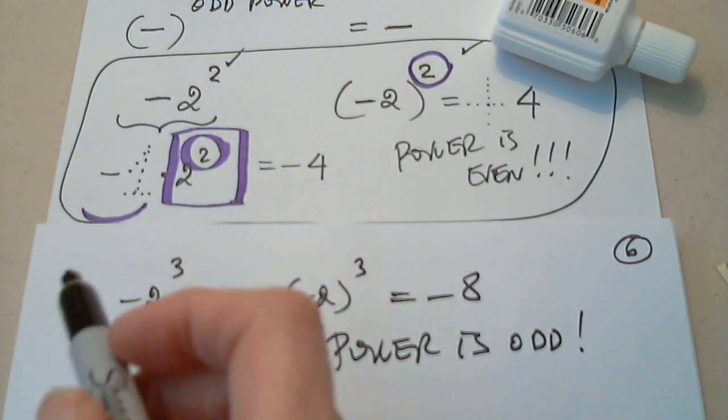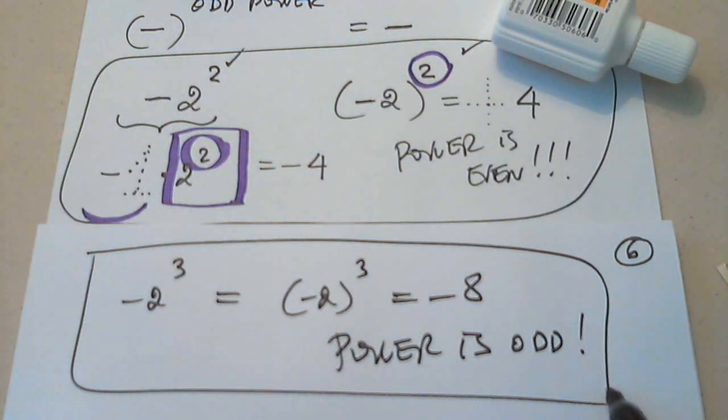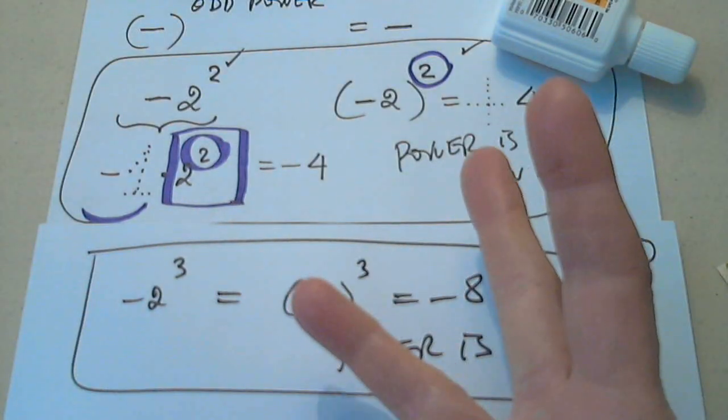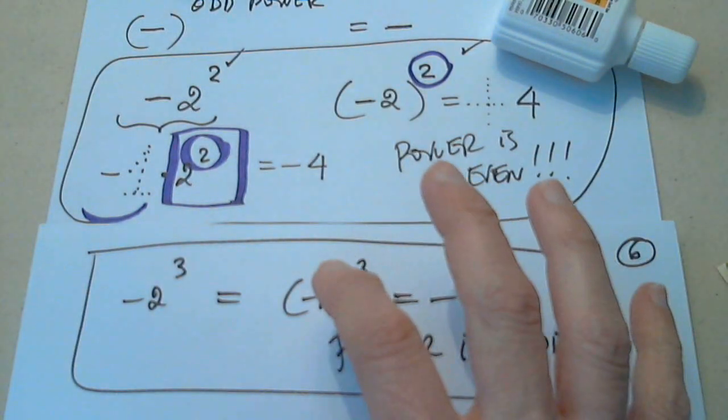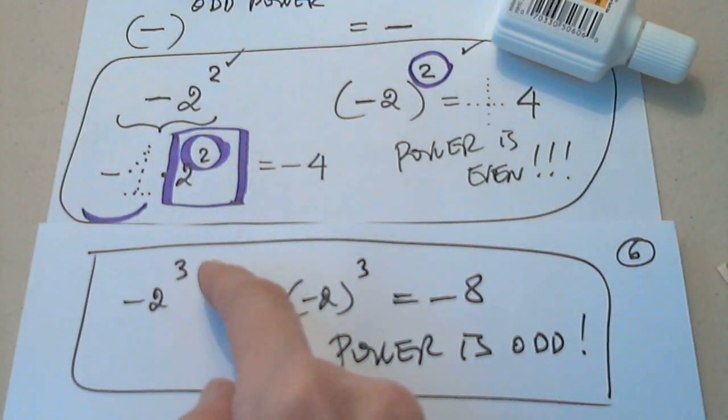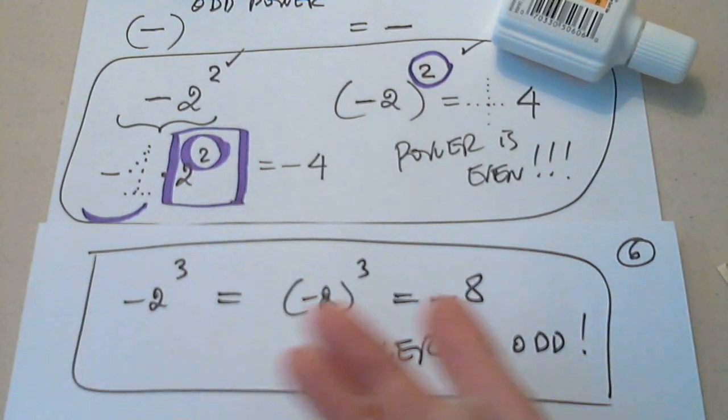They are identical. -2 to the third, 3 negatives. The answer has to be negative. 2 times 2 times 2 is 8. 2 to the third is 8 times -1, -8.